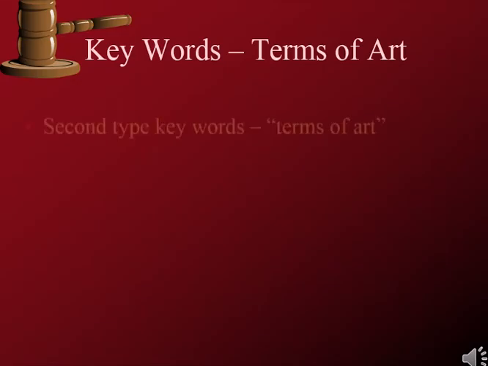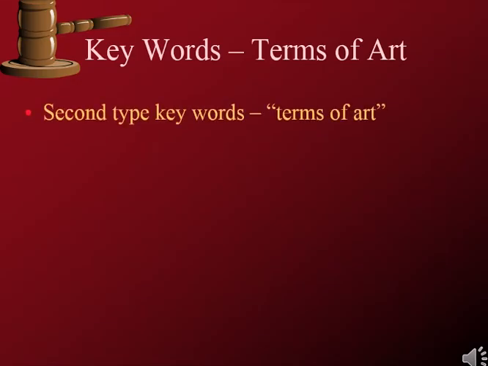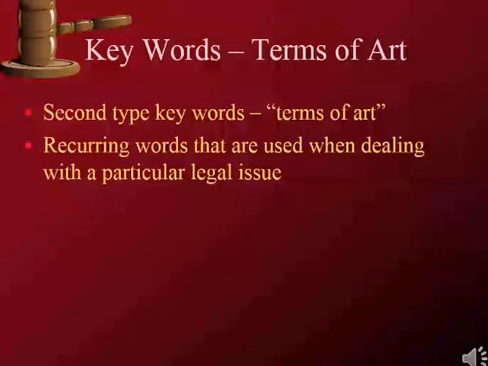Keep in mind that terms of art are going to be very important. That's the second type of keywords that you need. Terms of art essentially refers to words that tend to repeat when you're dealing with a particular legal issue. For example, if you were looking at intentional infliction of emotional distress, a tort, one key term of art that you would see repeated in almost every case is the phrase extreme and outrageous conduct.